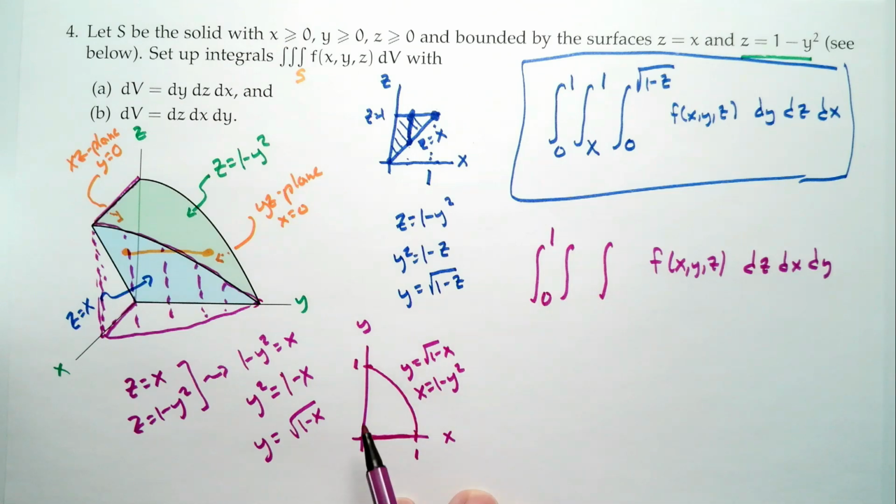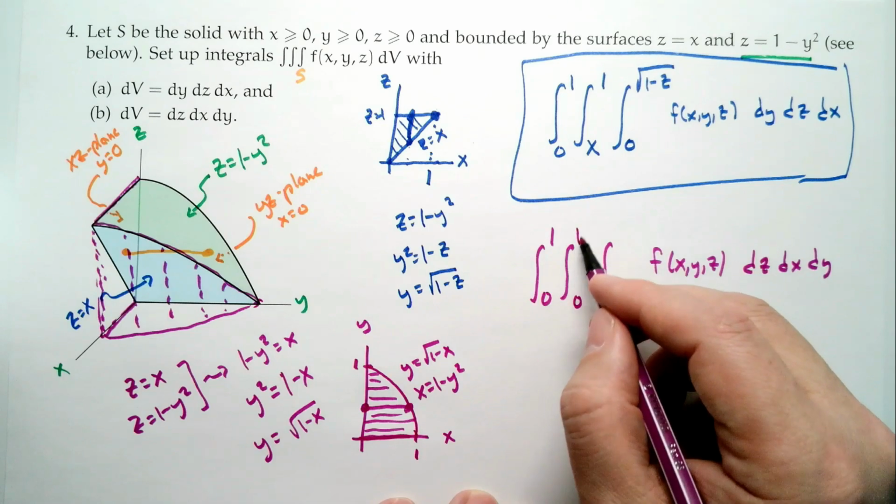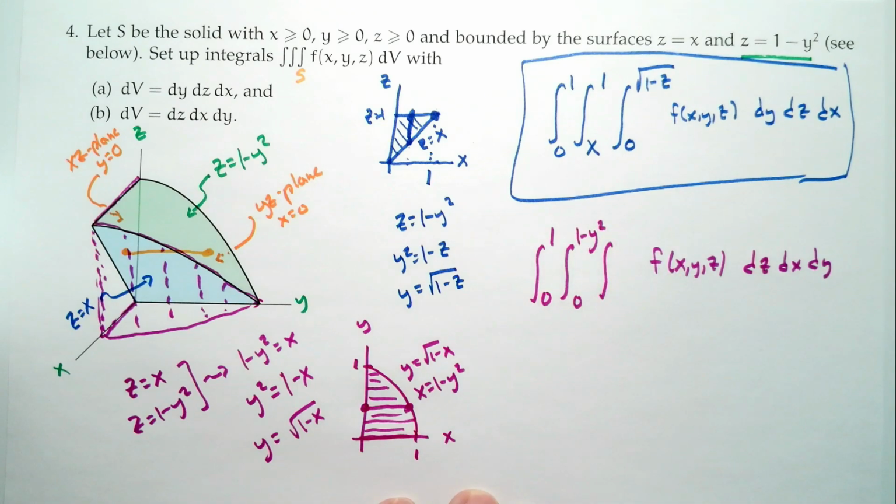Where does x go from? Well, x is going to go between these two curves. So I'm going left to right. I'm going to go from x equals 0 to x equals 1 minus y squared. So 0 to 1 minus y squared.